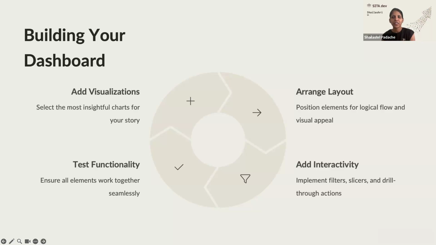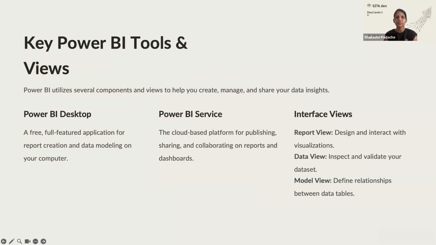Next, add interactivity. You can use filters, slicers, or drill through options. Let users explore the data. For example, slicers let you select a specific year, then all the visuals will update to match. So lastly, test everything. Make sure that all the visuals are working as expected and nothing is missing. A good dashboard is clear, interactive, and it should be useful.